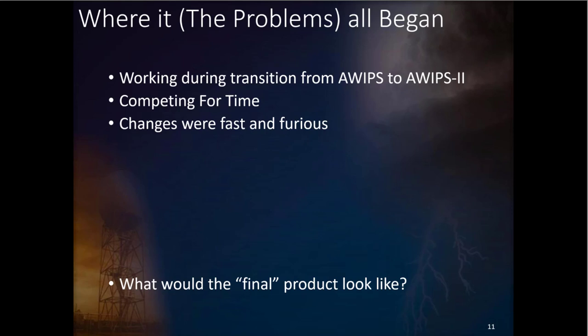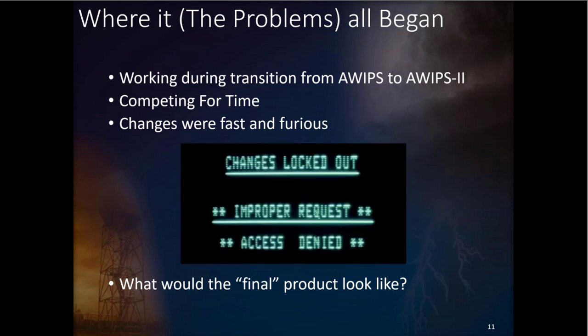And so looking at the GLM data, we were competing for time. We were having to convert all of our GFE tools and everything else from AWIPS to AWIPS 2. The changes were coming fast and furious for AWIPS 2 at the same time, and so oftentimes we would make a change and get locked out because that change is no longer how AWIPS 2 would be displaying data. And we really didn't know what the final products were going to look like.